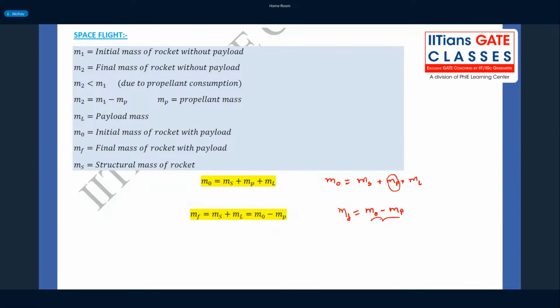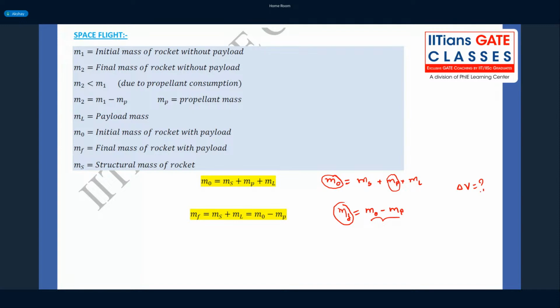Why are these masses important? Because when it comes to the rocket equation, we have a very nice relation between the initial mass we are carrying and the final mass we are left with. They are related in a way that tells how much velocity gain I can achieve. That is why these masses are very, very important.